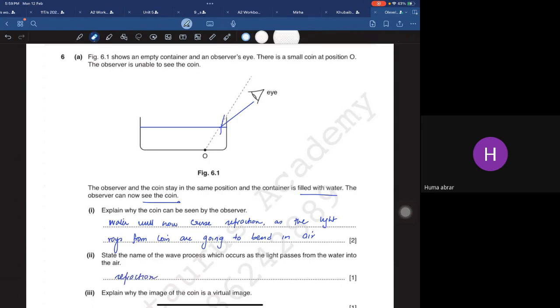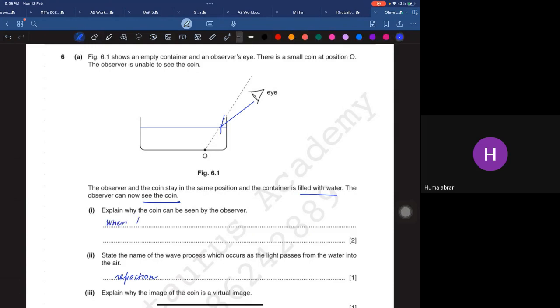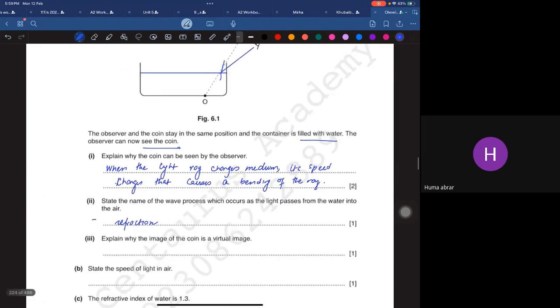In fact, if they've already asked this, we got to write a better answer actually, not this. We're going to say, when the light ray changes medium, its speed changes. That causes a bending of the ray like that. And this process is called refraction. Well, they asked this in the next part, so we don't want to bring that point in the first one. Is it clear, everyone?